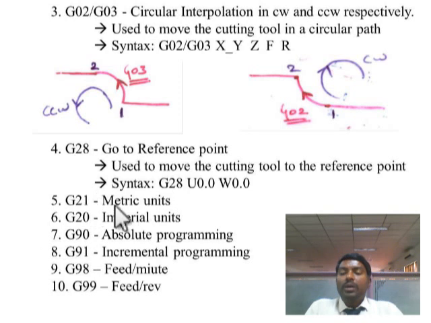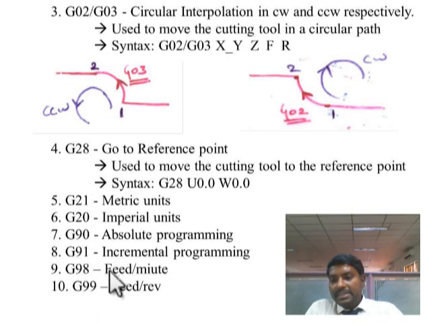Next one is G21. So in the CNC program we are going to give the various axis portions. The portion of the axis may be in terms of metric units or maybe in terms of inches. So if you want to give all the values in terms of metric units, that is mm, we have to use G21 code. If you want to use all the units in terms of inches, we have to use the G20 code. So next one is G90 and G91. G90 means absolute programming and G91 means incremental programming. We will see what is meant by absolute programming and incremental programming in the later slides.